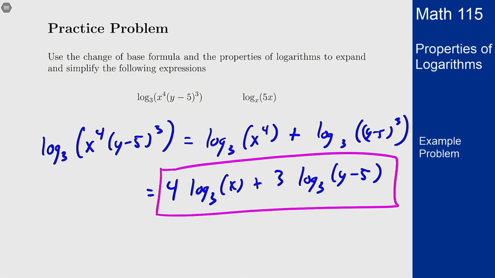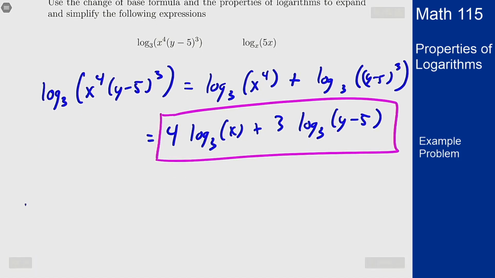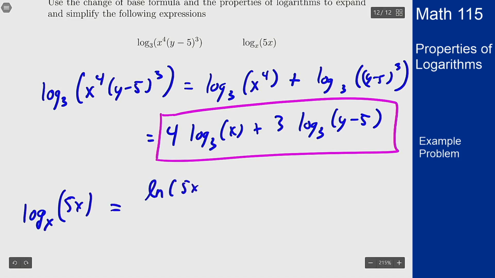For the second, we have log base x of 5x. And there's a couple ways you can handle simplifying this. So one way is by first using the change of base formula. The change of base formula tells me that this is the same thing as the natural log of 5x over the natural log of x, which is simpler as it is because now we can use it in the calculator.